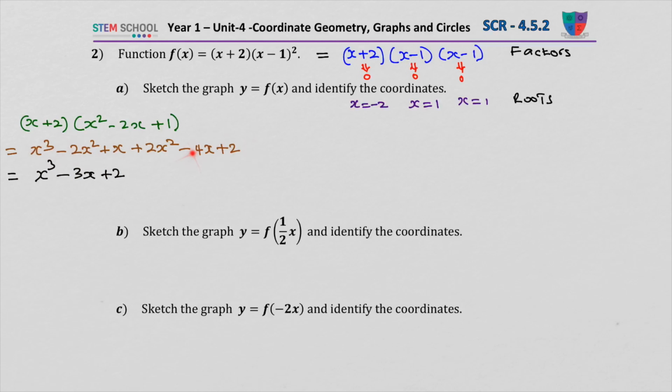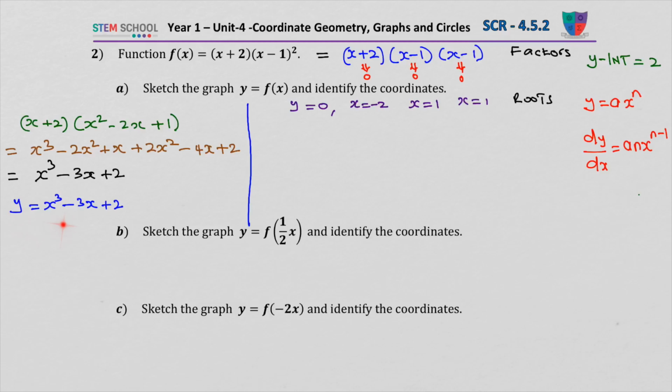So if I simplify these, x³ is x³, −2x² plus 2x² cancels out, and I'm left with x − 4x, which is −3x, plus 2. The y-intercept is plus 2. This is where it crosses the y-axis. So the y-intercept is plus 2.